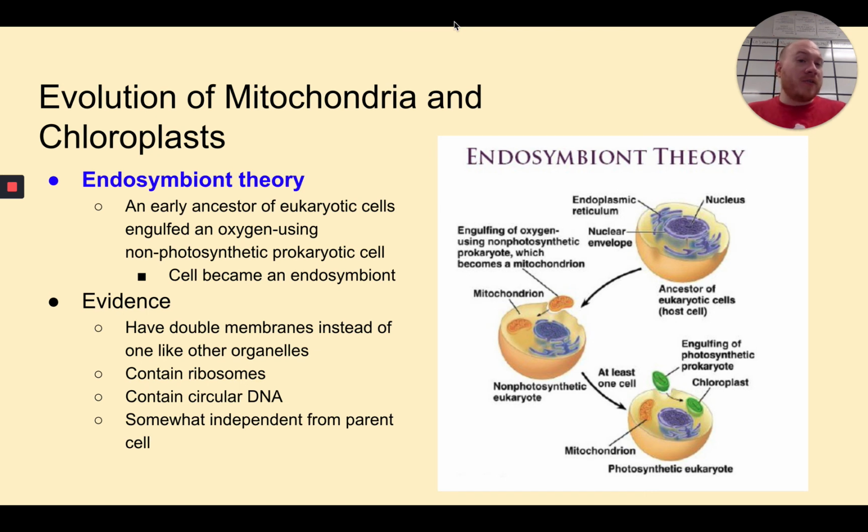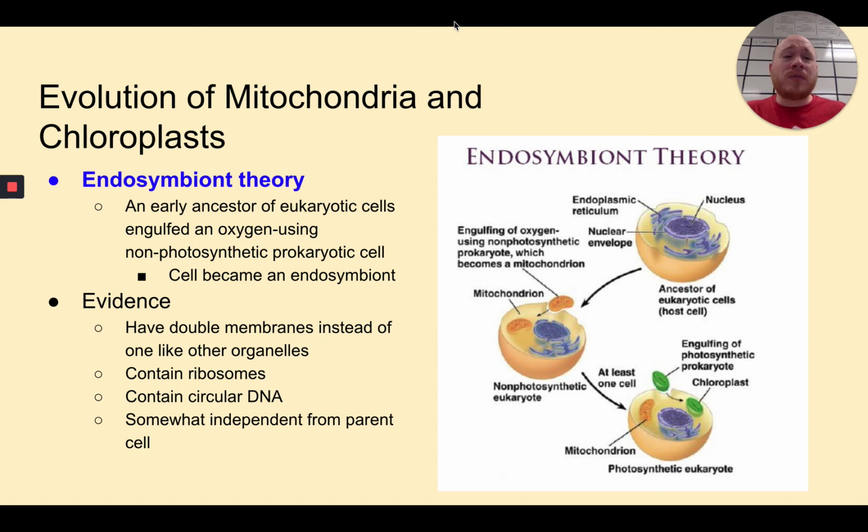Basically, a bigger cell ate a little cell, the little cell did something cool, and so the big cell kept it around. That's pretty important. It allows you to absorb, and instead of eating a mitochondria, it kept it around because it made all sorts of energy, and that's really, really cool.